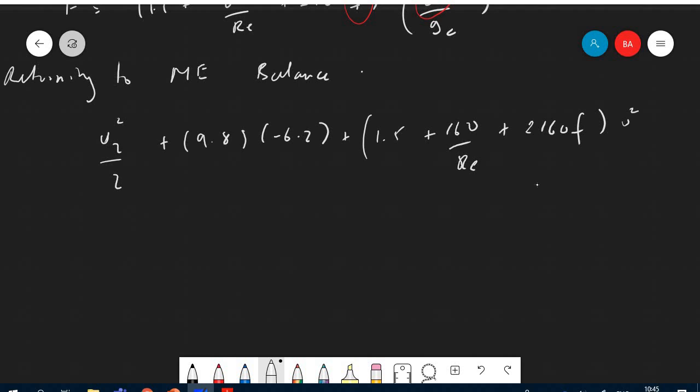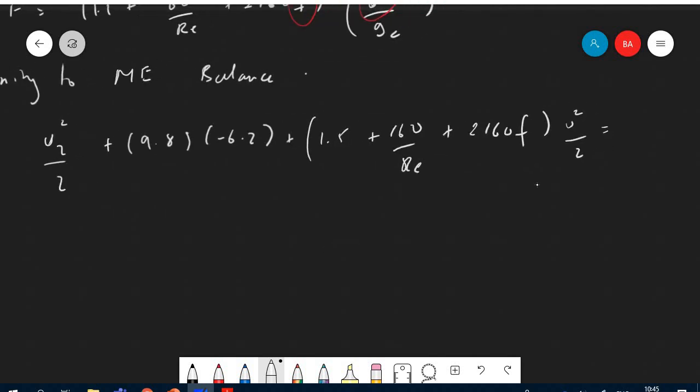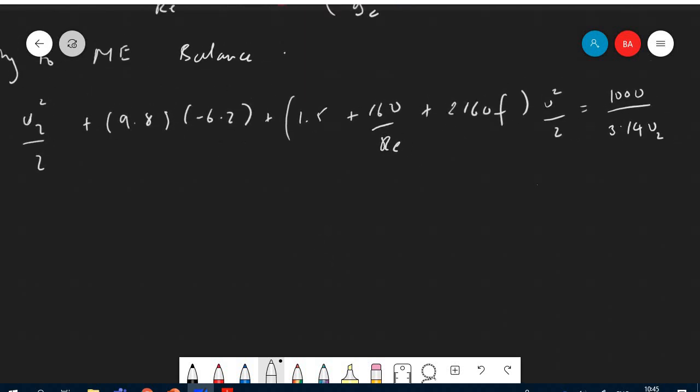So that's the KF into U squared over 2. And that is equal to, if you can remember, the W, which was 1000 joules, over the mass flow rate, which is 3.142. So now with this equation, what are you going to do? So the procedure starts like that. What is the procedure?